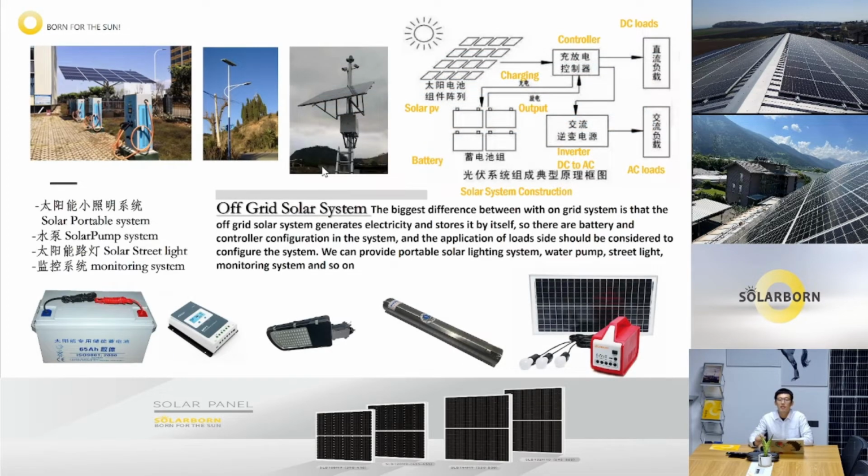Second is the off-grid solar system. The biggest difference between off-grid and on-grid is that the off-grid system can store the power. So that's why the off-grid system must have a battery. For the battery, we can use a gel battery or a lithium battery. Those are the two battery types.